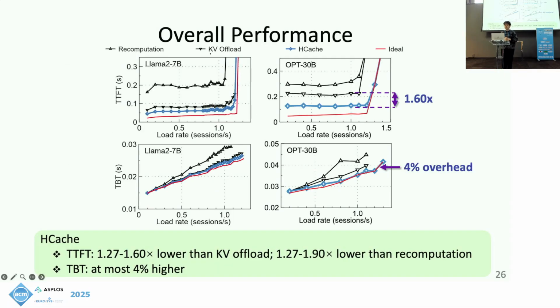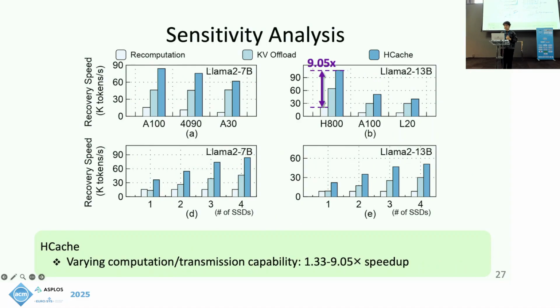This slide shows the overall performance results. We're looking at 2 key metrics, TTFT and TBT, and 2 models at various load rates. Our system, HCache, is shown in blue. Its TTFT is consistently lower than both recomputation and KV offload, and the TBT is only 4% higher than the ideal case, which demonstrates that our restoration method has little overhead.